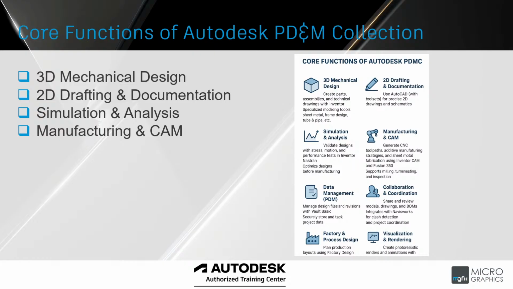Manufacturing and CAM capabilities, where you can generate CNC toolpaths, your manufacturing strategies, your sheet metal fabrication. So you can utilize Inventor CAM or even Fusion. And this will support your milling, turning, and within Inventor nesting, even nesting capabilities. And Fusion also does have inspection capabilities. Now, within the PD&M, you also do get Inventor tolerance analysis.